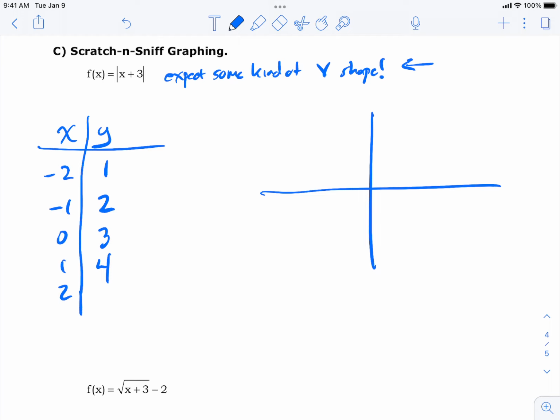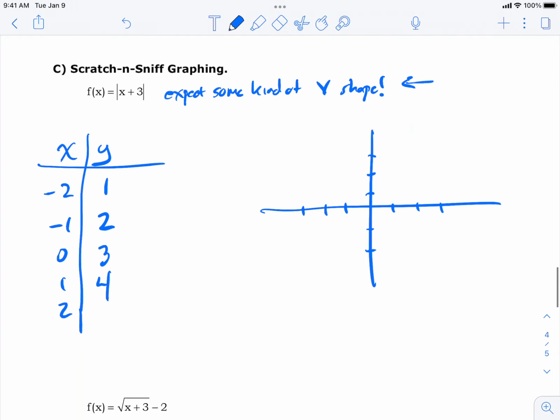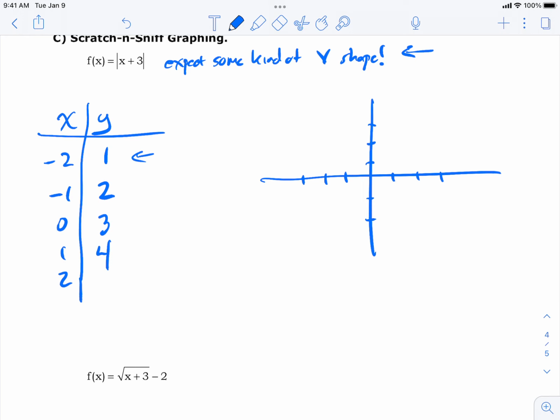And so actually, yeah, this is a good one. I like this one. So just to plug in a few values here. When I plugged in negative 2, I got 1. When I plugged in negative 1, I got 2. When I plugged in 0, I got 3. When I plugged in 1, I got 4. And so on. And you can tell that pattern's going to keep going up.